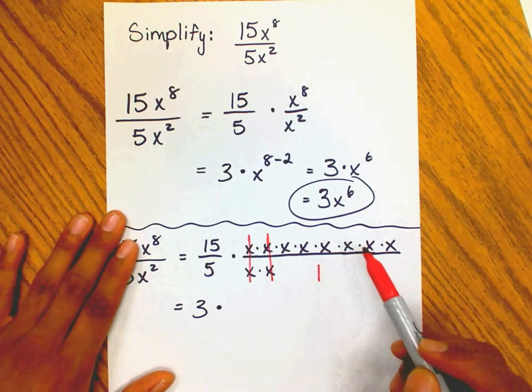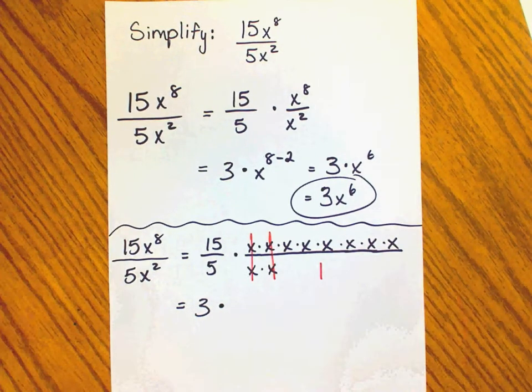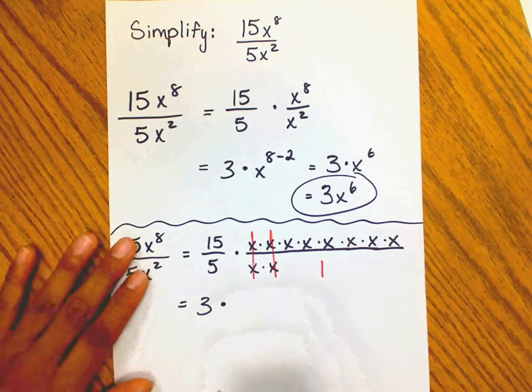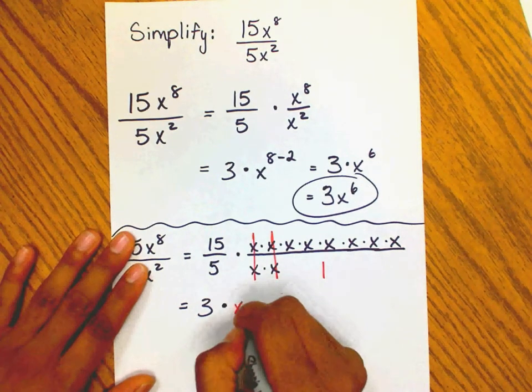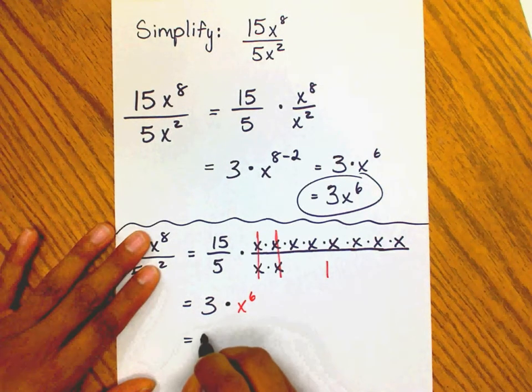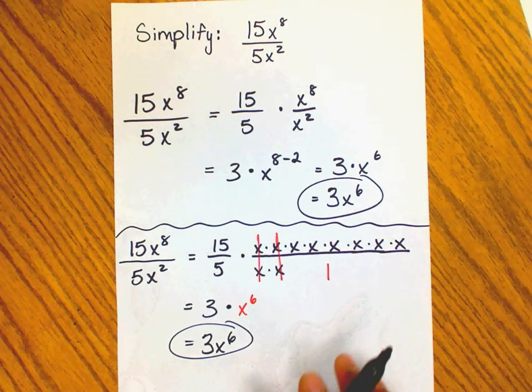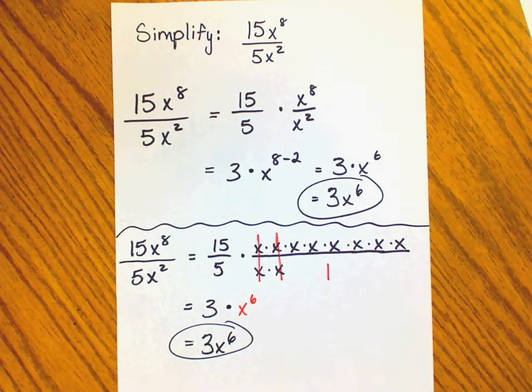And anything divided by 1 is itself. So that's going to be written as x to the 6th. And remember, we write our final answers without the multiplication sign. So we would simply just write 3x to the 6th power. And I'm done. Okay? All right. Have a few more problems here. Let's go ahead and take a look at those.